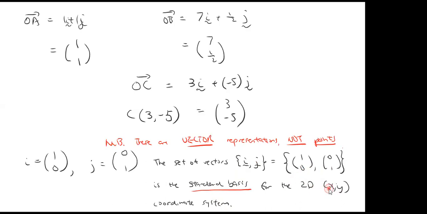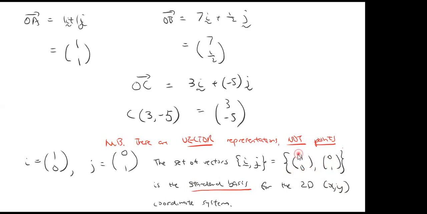So that's just in the X direction and nothing else. That's in the Y direction and nothing else. And this is length 1 and this is length 1, and they're at right angles to each other. So for you to be the standard basis, your vectors need to be length 1 individually.